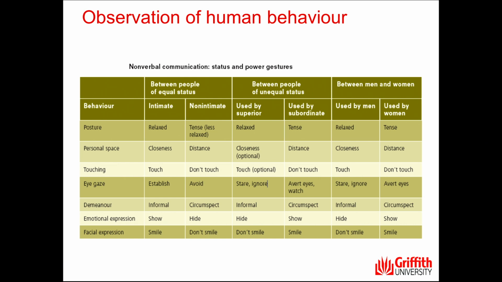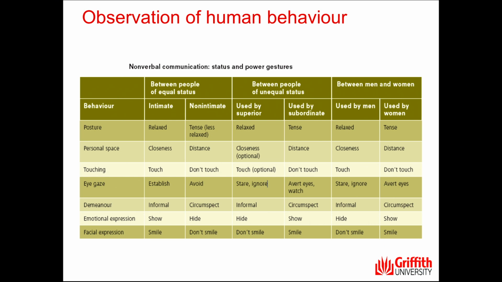You can also have observation of human behavior, for example, if you want to explore non-verbal communication, status and power gestures between people of equal status. You may want to observe between people of unequal status or between men and women. Let's pick one, for example. Between people of unequal status, you want to see the posture. Are they relaxed or tense?